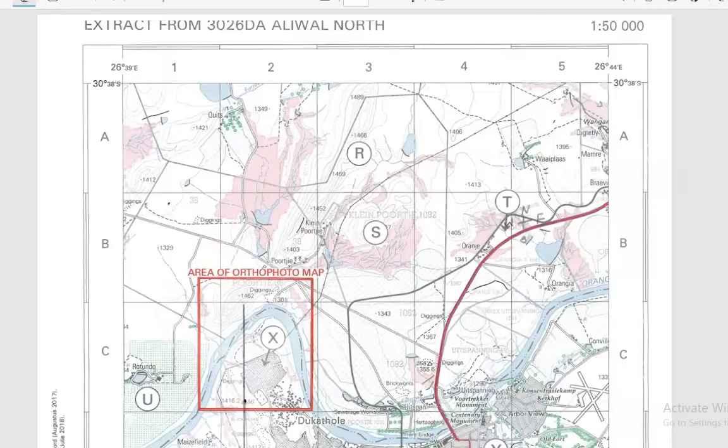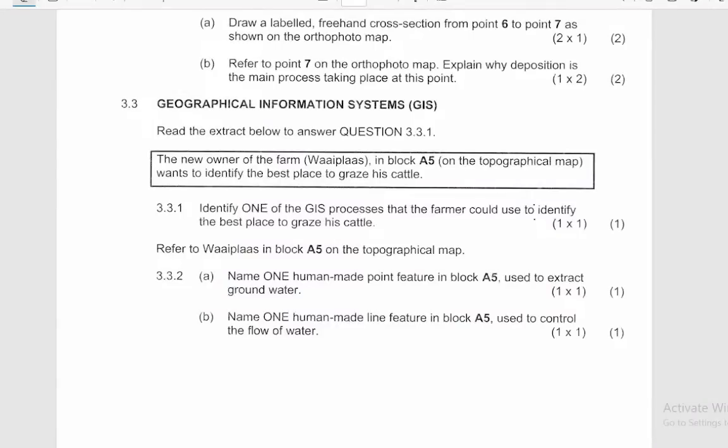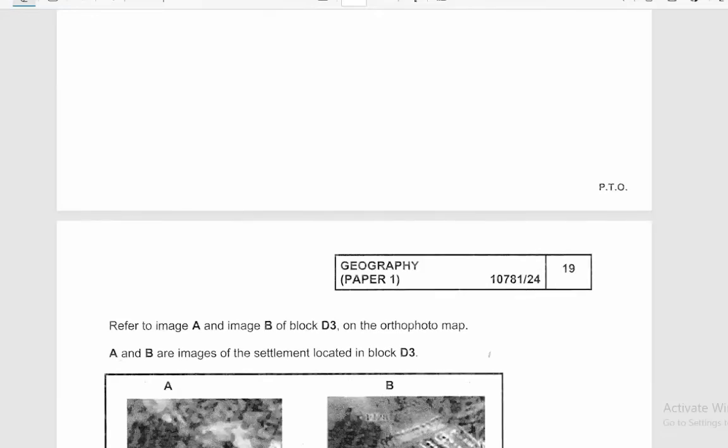So this is a line feature, and remember the difference there: a dam is a polygon feature, it's an area feature, but the dam wall is a line feature. The wind pump is a point feature, not big enough to be a line feature. So this question is asking about a line feature, and then automatically that dam wall qualifies to be the feature which controls the flow of water. And then we move on to other questions.